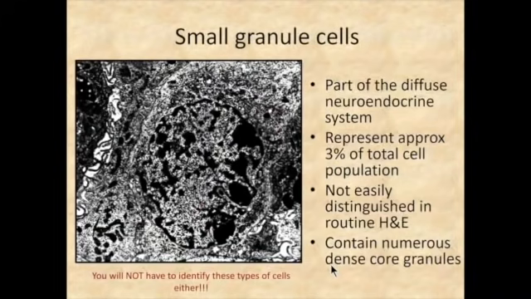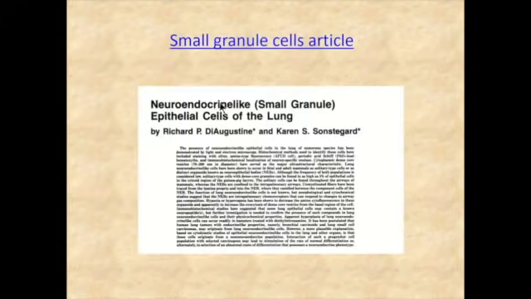And then there's another population called small granule cells. You don't have to identify these either. They represent about another 3% of the total cell population. They are part of the diffuse neuroendocrine system that exists in the respiratory system, and also in the digestive system. You're not really going to see them or have to look for them. I had to search pretty far to find an EM of these types of cells. And just in case you're really interested in small granule cells and want to learn more, I put a link to this article here so you can get a gist of what they are all about.